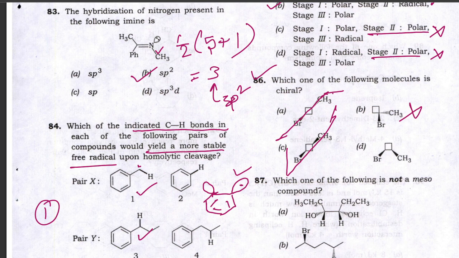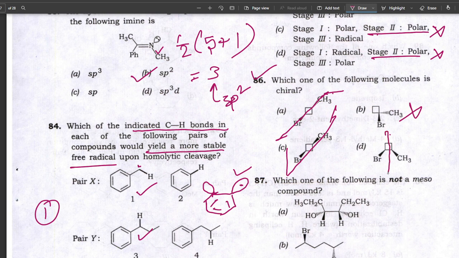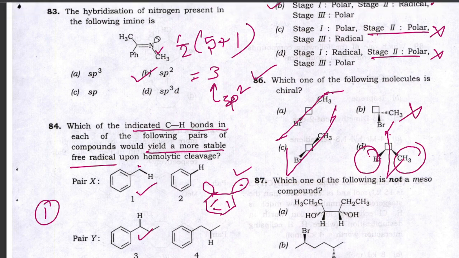But if you put the sigma plane this way, in the middle of these two, here is the CH3, here the bromine, so they are not mirror images of each other. So for this molecule the sigma plane does not pass. This molecule contains neither a sigma plane nor a center of inversion, so this molecule is the chiral one. Okay.